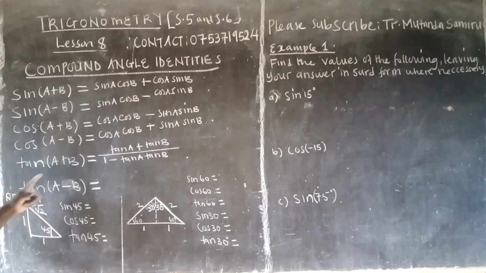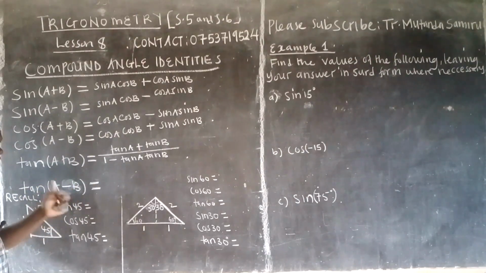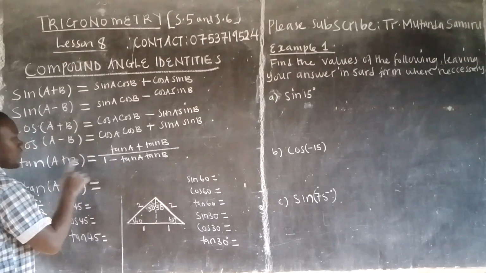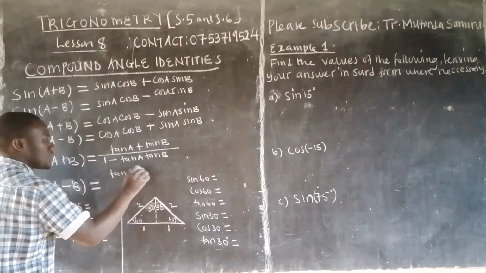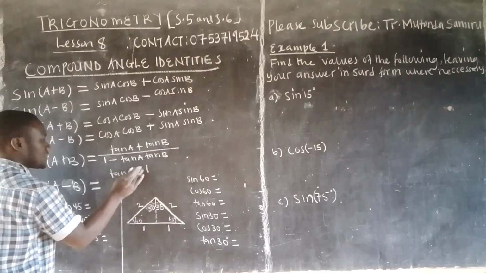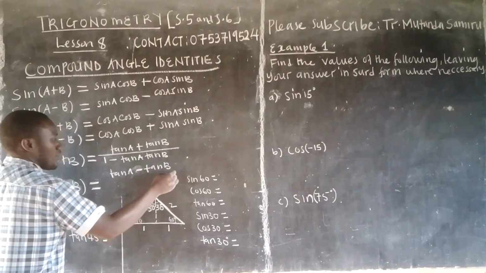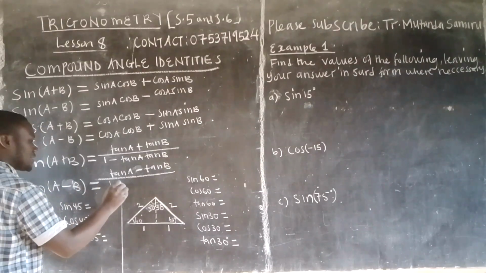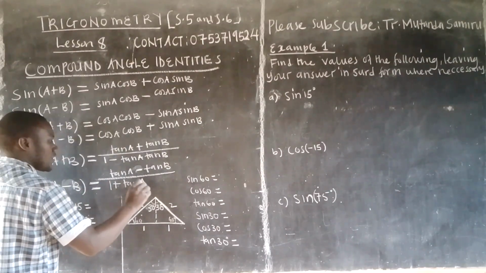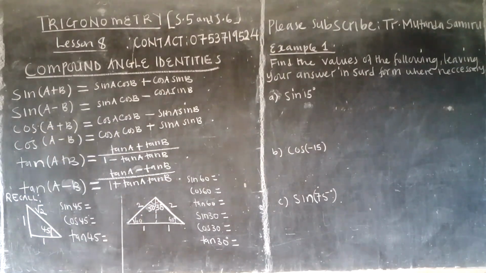Lastly, this. When you have a plus, down here you put a minus. For this one we have a minus, it means it's going to be a plus. Then you have a plus, maintain a plus here. So this one will be tan A minus tan B over 1, now here you have a minus, I'll put a plus: tan A tan B. As simple as that.